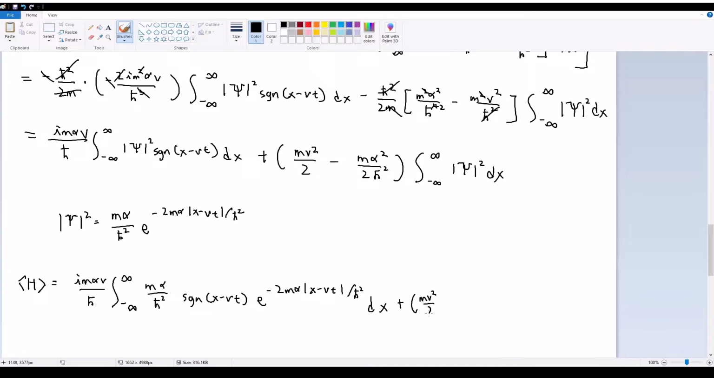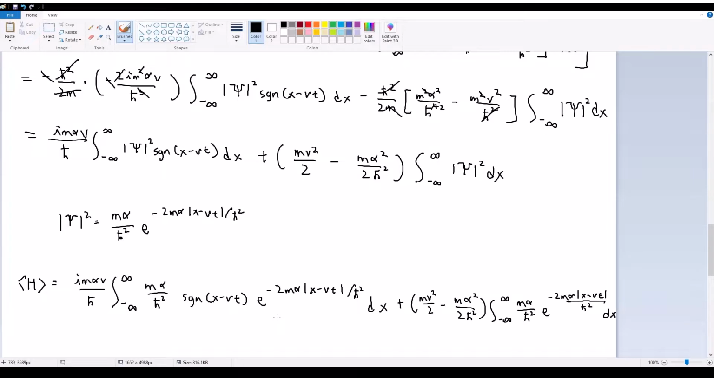And then we're adding m v squared over 2 minus m alpha squared over 2 h bar squared, times the integral from negative infinity to infinity, m alpha over h bar squared, e to the negative 2m alpha magnitude of (x minus vt), all divided by h bar squared, close off with the dx.